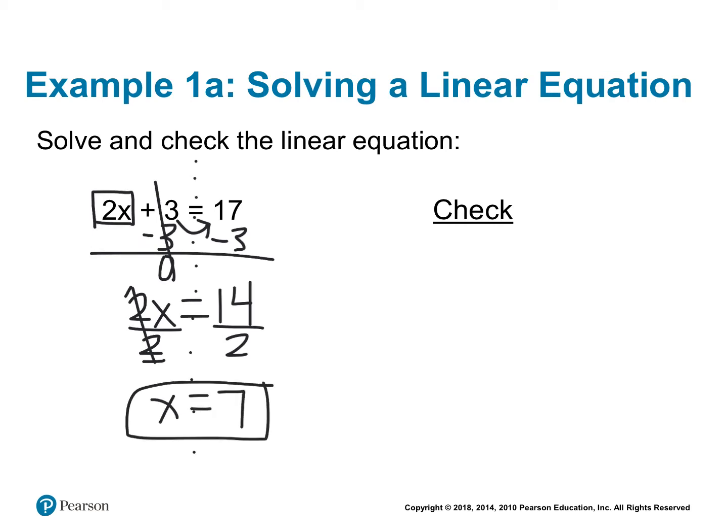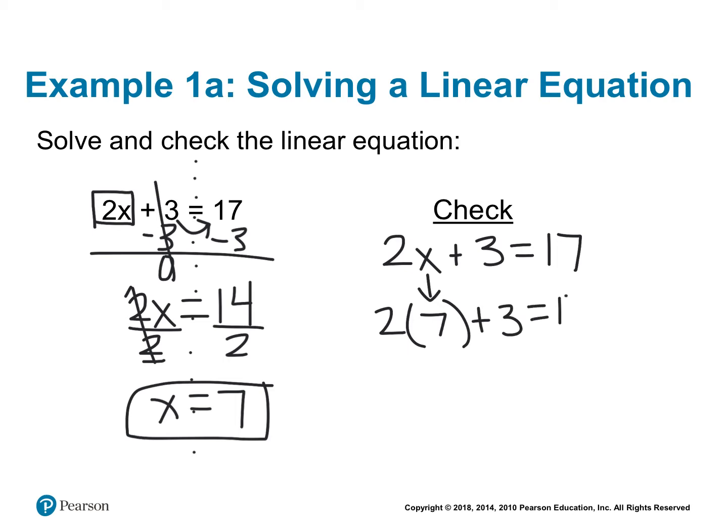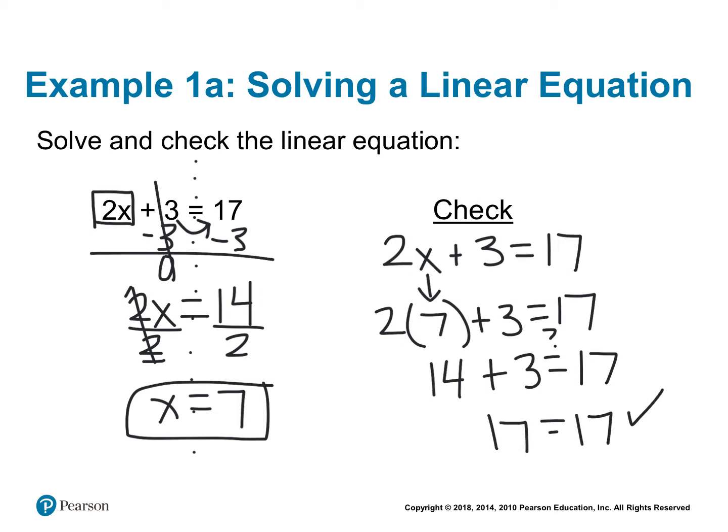And then to check it, our original equation was 2x plus 3 equals 17. So I'm going to replace my x with the 7 I just found and see if it's a true statement. 2 times 7 is 14. 14 plus 3 should be 17. So we're asking, do these equal? Yes, they do. 17 equals 17, so it checks out correctly.